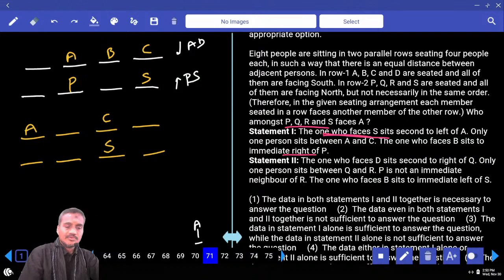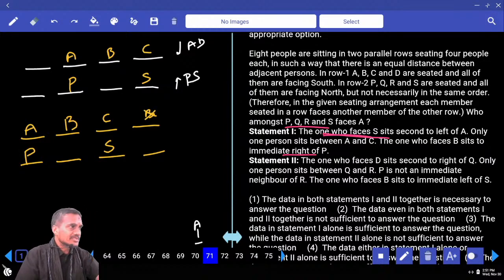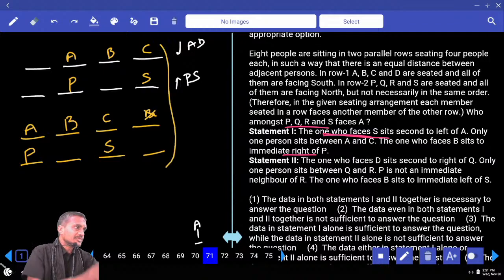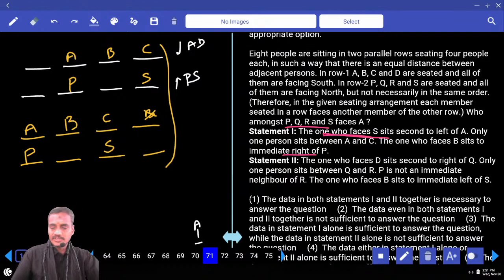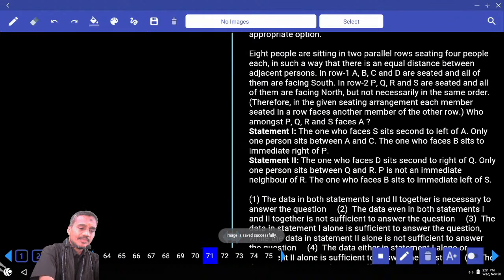The one who faces B is to the immediate right of P. Then can B be here? No, hence B cannot be here. Can B be here? Yes. If B is here, who must be here? P. Are you getting the answer or not? Though there are two possibilities, in both you get the same answer: A and P are opposite to each other. Hence one alone is sufficient as of now.